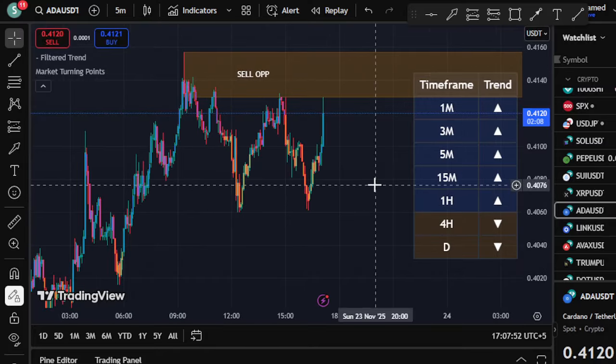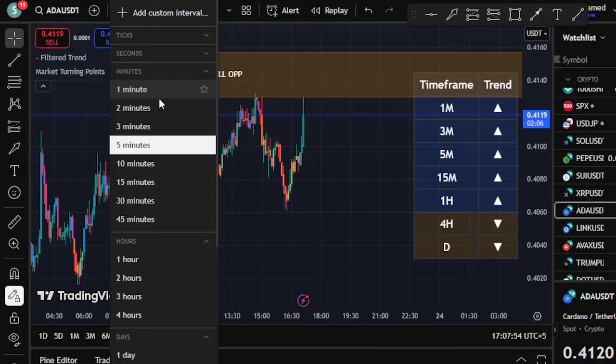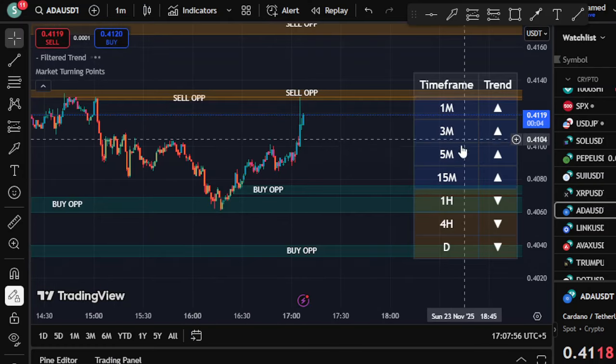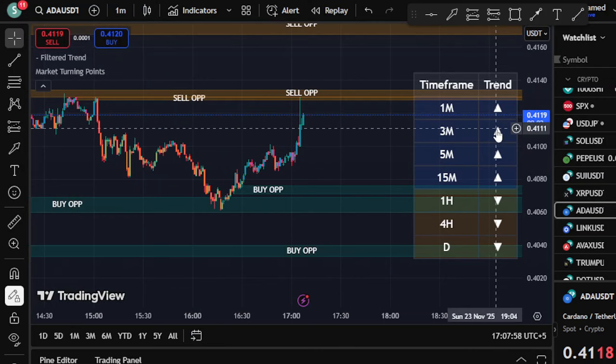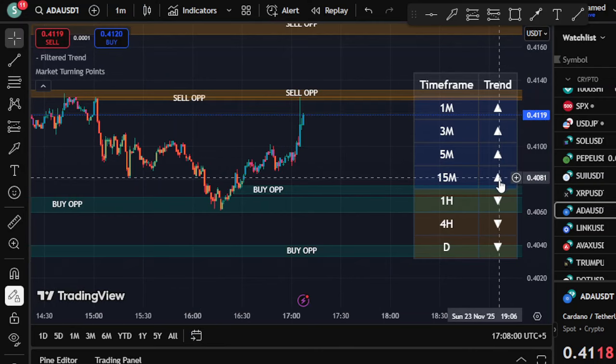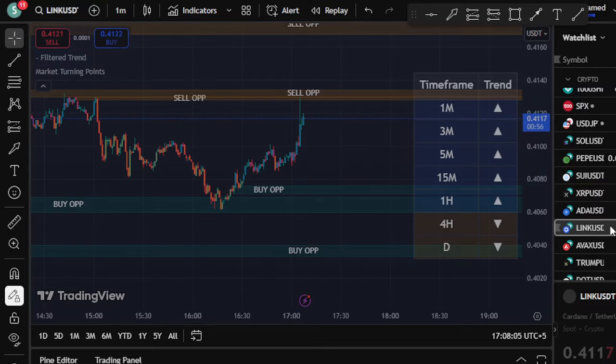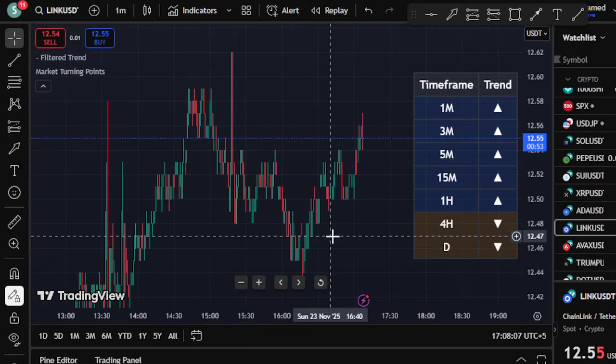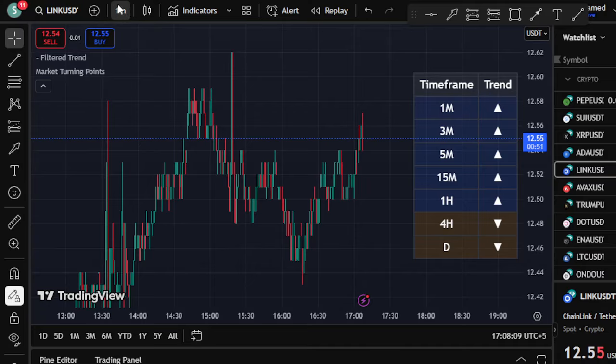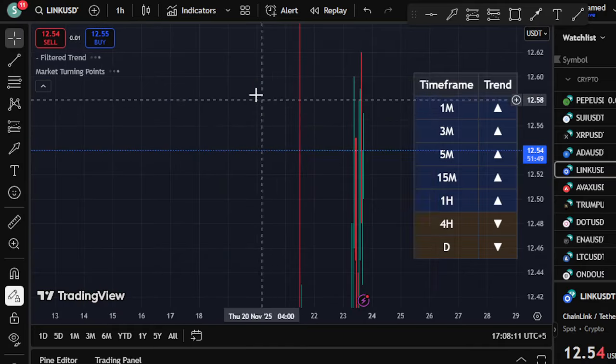Okay, now the other example is, for example, you are going to the 1 minute time frame. The 1 minute is bullish, 3 minute is bullish, 5 minute is bullish, but the 1 hour is bearish. So you can take your decisions like this, because the trend indicator will solve a lot of your problems. Okay, so this is how this indicator works, and this is very, very good.